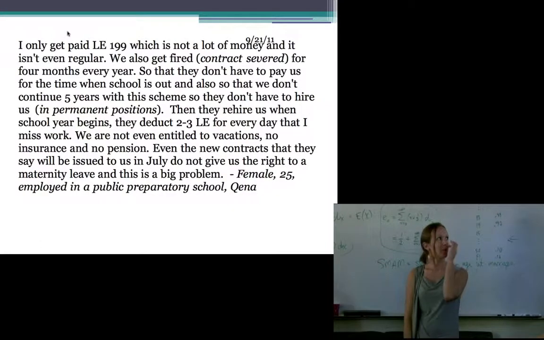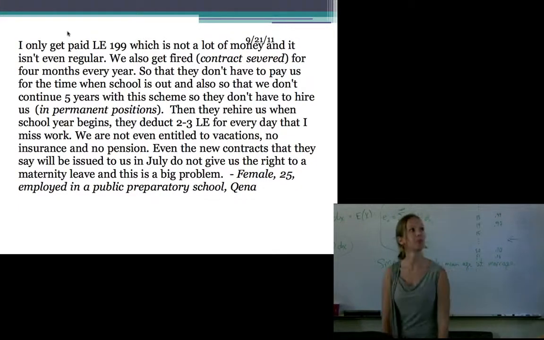So this is one example. This is really typical. This is a girl in Enna. She gets paid £199 a month, that's about $40. This is a girl with a university degree. She teaches in a public preparatory school.